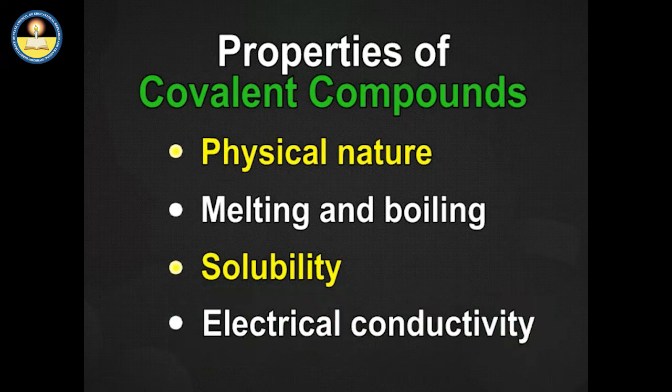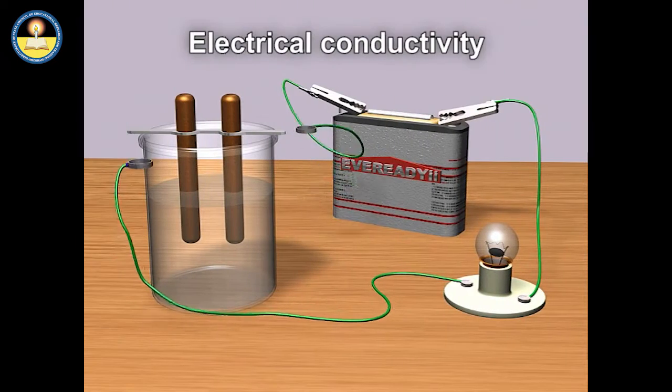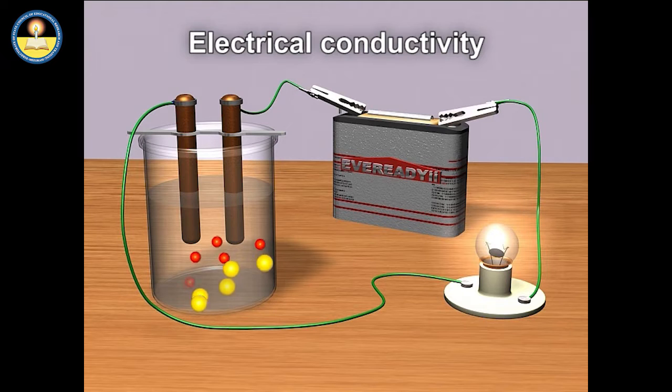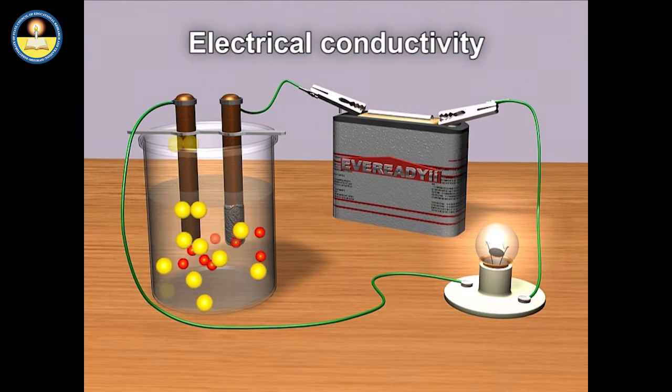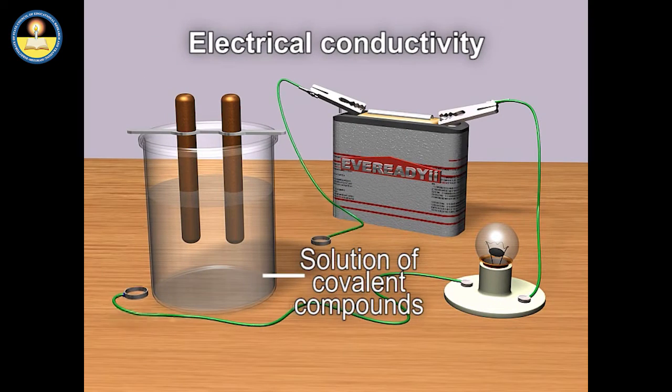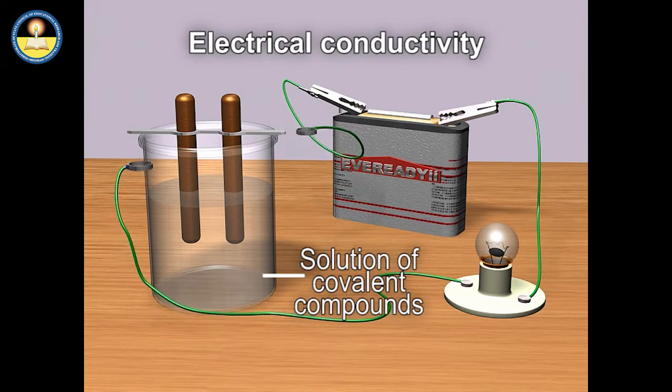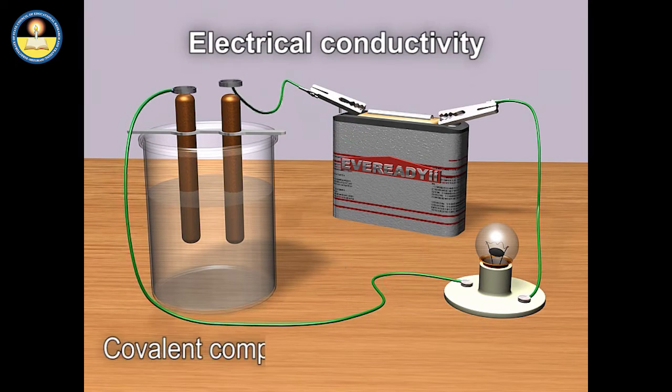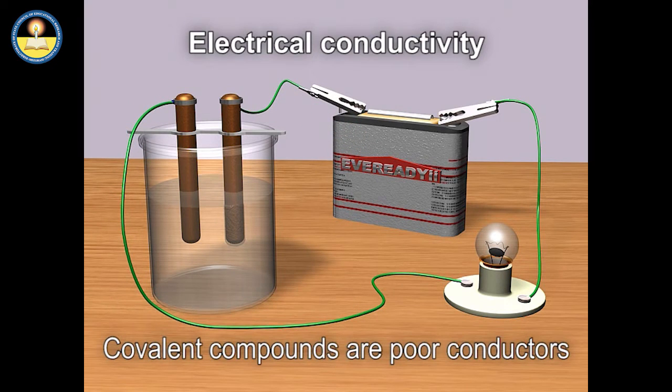Electrical conductivity. Conduction of electricity is possible by migration of ions or by migration of electrons. Covalent compounds do not conduct electricity as they do not contain free electrons. They are poor conductors of electricity.